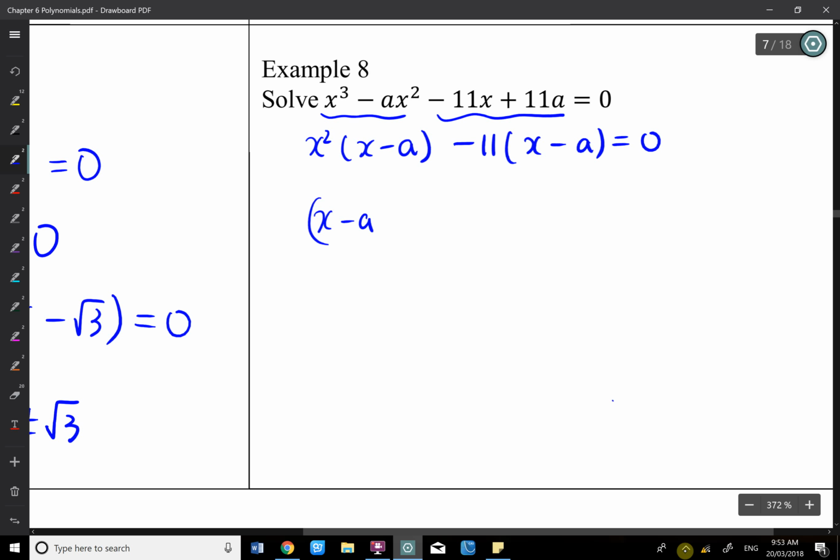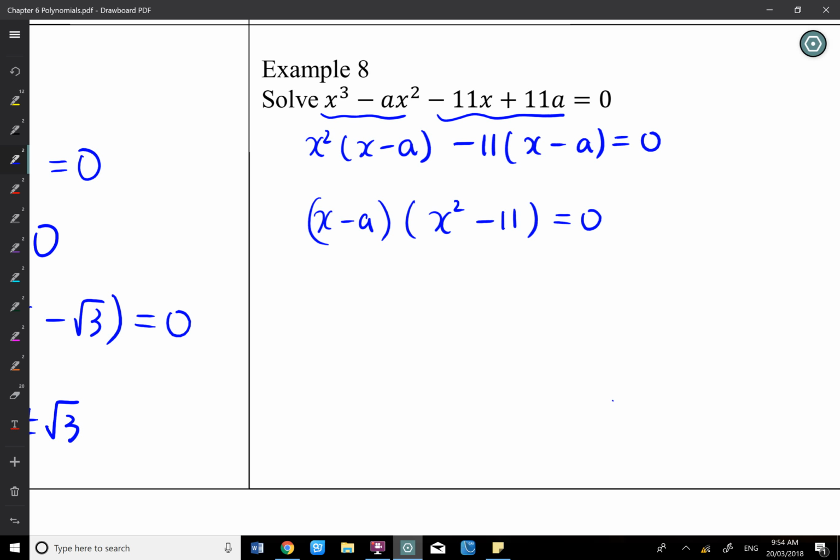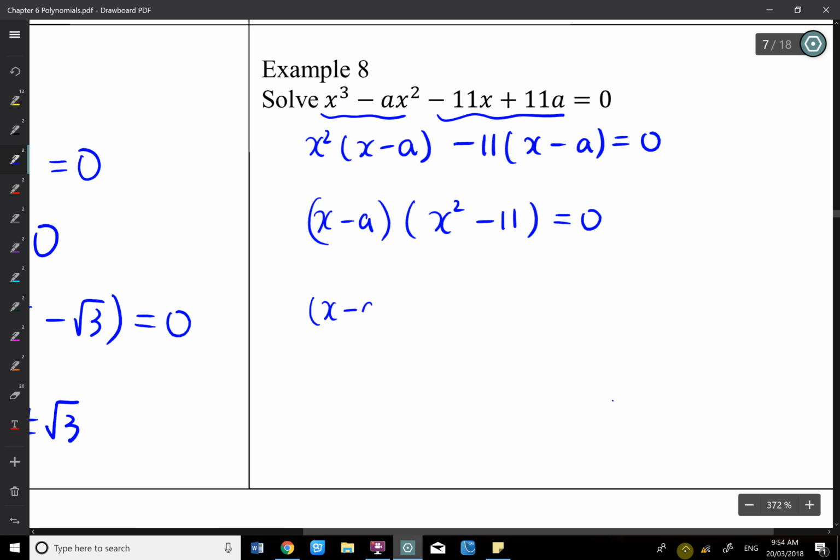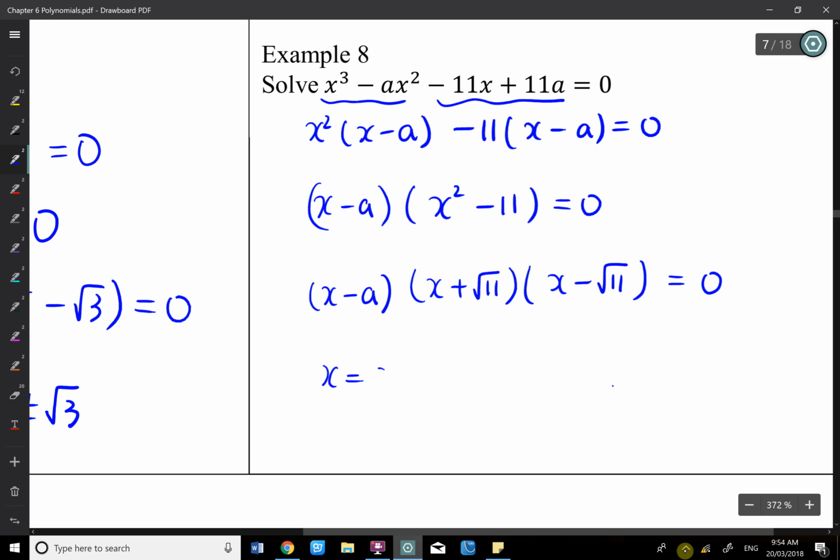So x minus a becomes the new factor, and x squared minus 11 equals 0. So we have x minus a, x plus root 11, and x minus root 11 equals 0. So x equals a, or x equals plus or minus root 11.